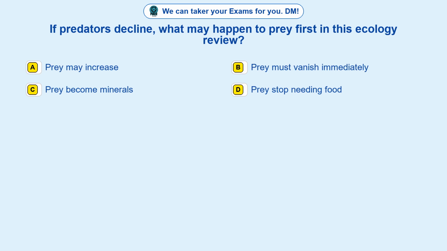Question 18. If predators decline, what may happen to prey first in this ecology review? Option A. Prey may increase. Option B. Prey must vanish immediately. Option C. Prey become minerals. Option D. Prey stop needing food.